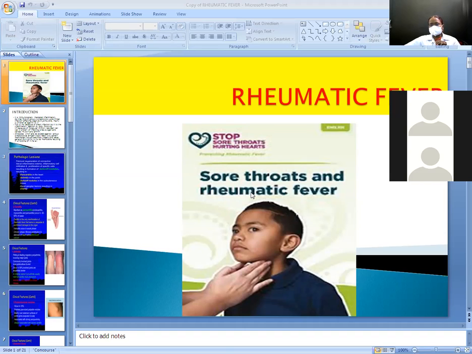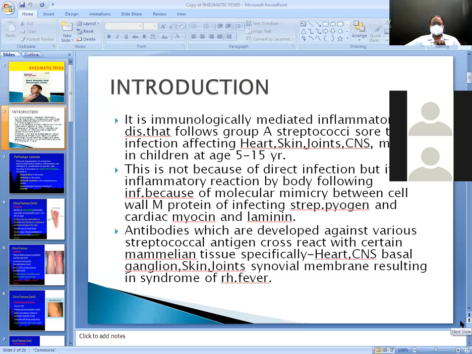In rheumatic fever, the targets are joints, heart, skin, CNS. These are your targets. So it is an immunologically mediated inflammatory disease that follows group A streptococcus sore throat infection, affecting heart, skin, joint, CNS, and is common in children at the age of 5 to 15 years. This is not because of direct infection, but it is the inflammatory reaction of your body.